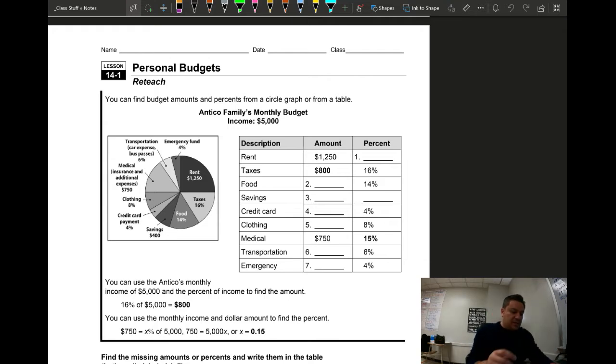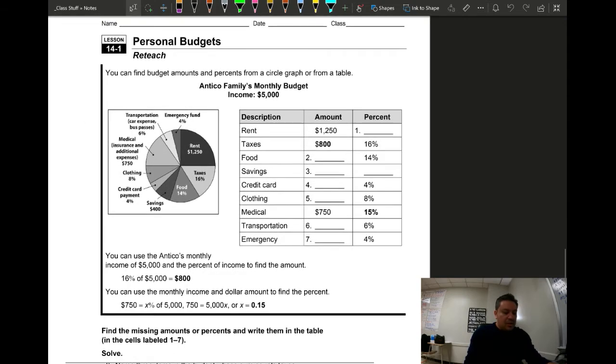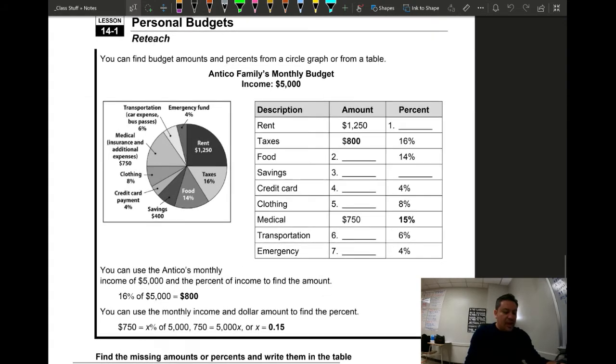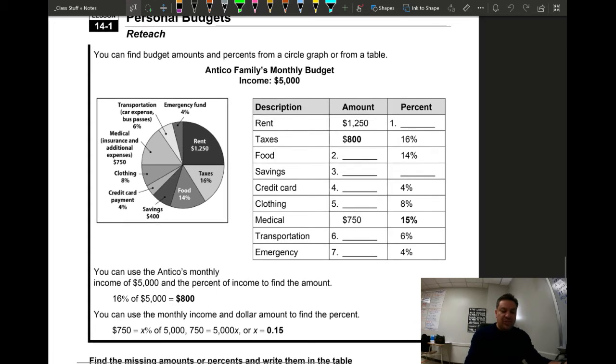So, it says right here the Antico family's monthly budget income is $5,000. So what we know right now is that they probably make $5,000 a month. And they're going to have to make some payments, okay? We have a graph and a table. The graphs have some things in percentages and some other things not. And all we're doing right here is just filling in the blanks. So right now I'm gonna find out what they have and go from there.